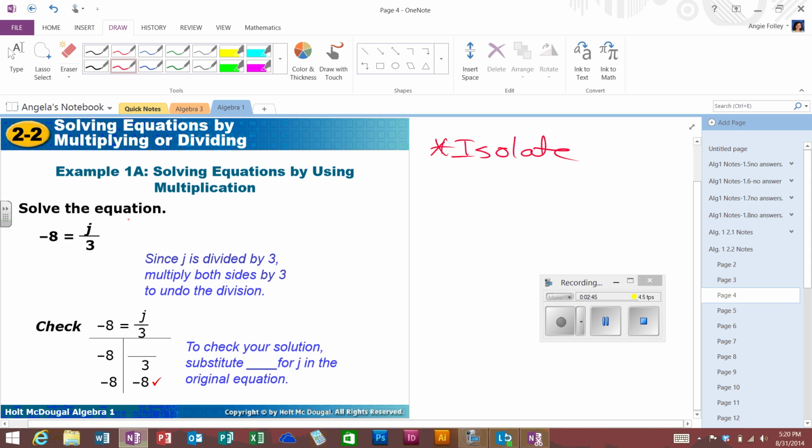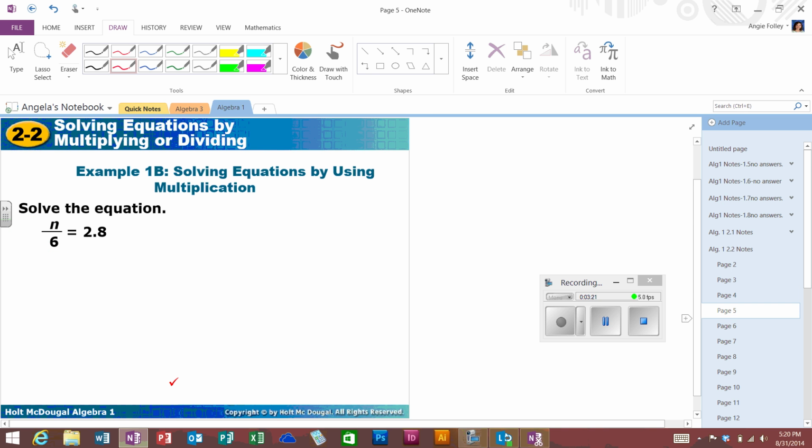So look where the variable is. j divided by 3. Well, what's being done to the variable? It's being divided by 3. So to get rid of it, that means I have to multiply by 3, or 3/1, however you want to think of it, so that it cancels. So now I have j on this side, and negative 8 times 3 is a negative 24. To check my answer, I'm going to plug negative 24 in. Negative 24 divided by a positive 3 is a negative 8, so we're good.